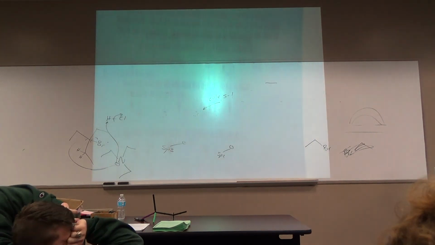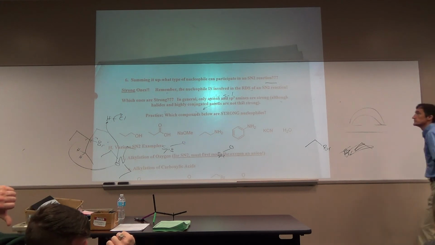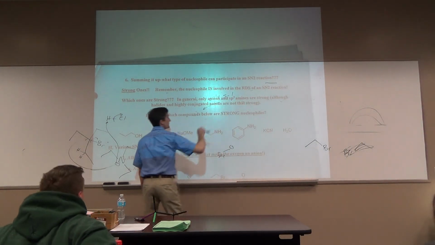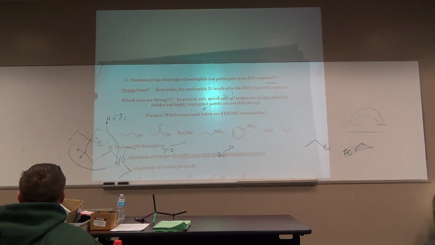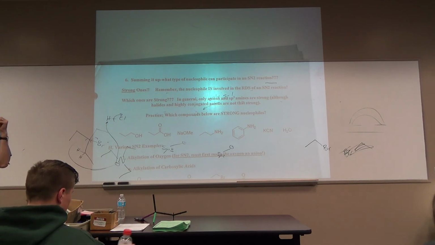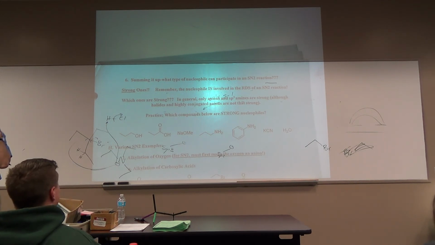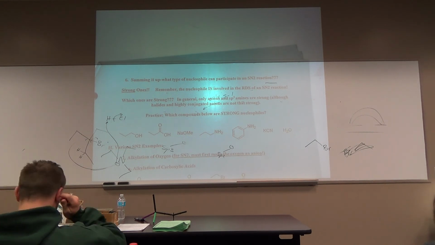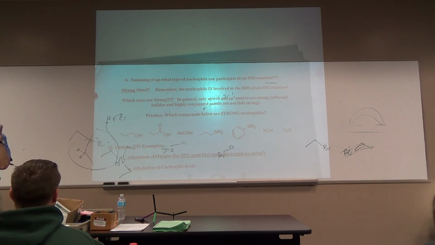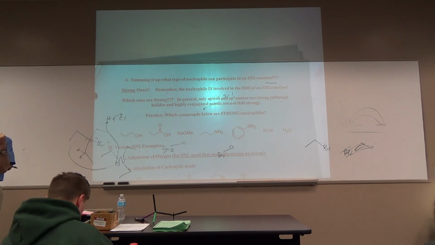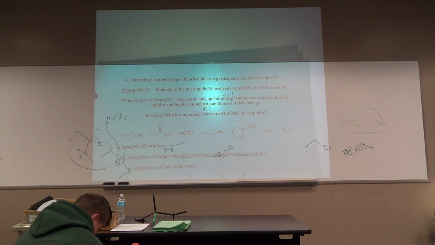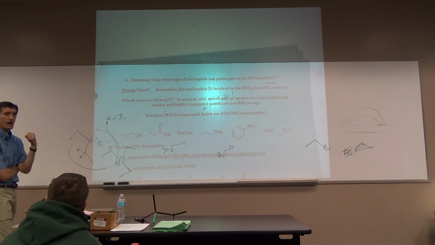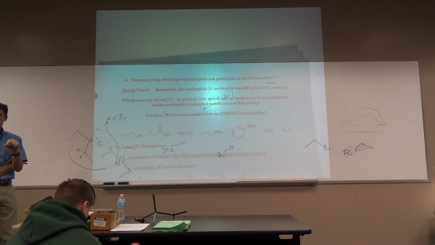Summing it up. What type of nucleophile can participate in an SN2 reaction? We haven't really stated this, so it's not really a summation yet, but okay. What type of nucleophile can participate in SN2? The answer is a strong one. Only strong. Why only strong? With SN1, it can be strong or weak. Why only strong for SN2? Because it has to kick off the leaving group. That's mostly right, but what's the statement though?